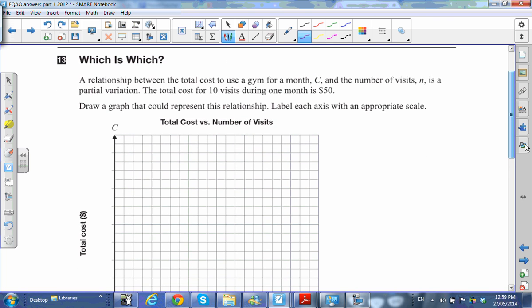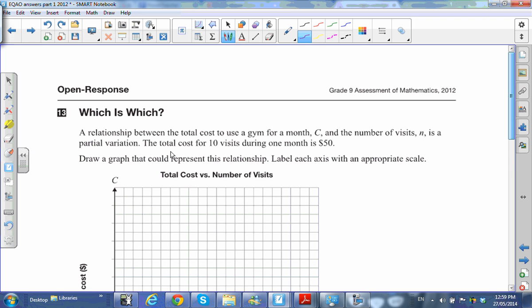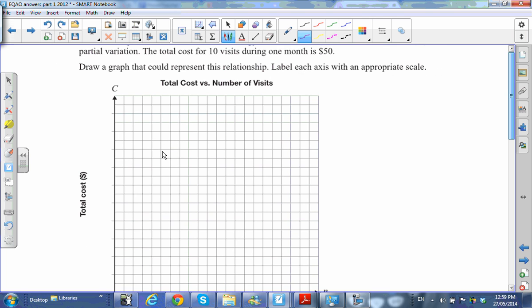Okay, so another one coming up with the equation. I'm going to have to do this one quick because the bell is going to go here any minute. Okay, so the relationship between the total cost to use a gym for a month, and C is the number of visits, and it's a partial variation. So remember, direct variation starts off at 0, 0. But a lot of gym memberships, they charge you an initial charge, maybe $20 a month, and then maybe $2 per visit, or maybe $5 per visit.